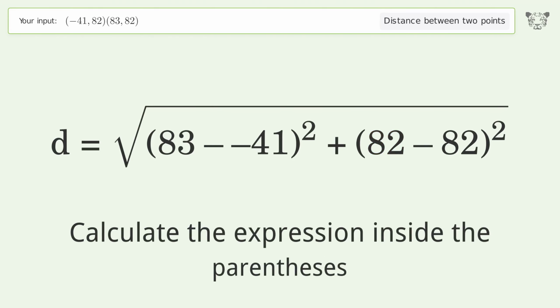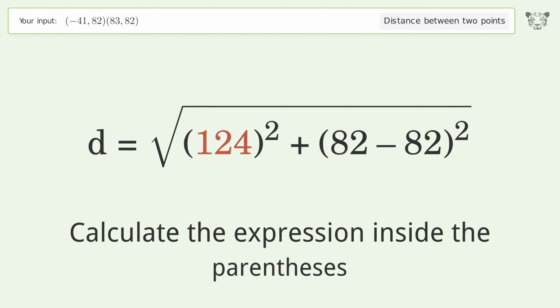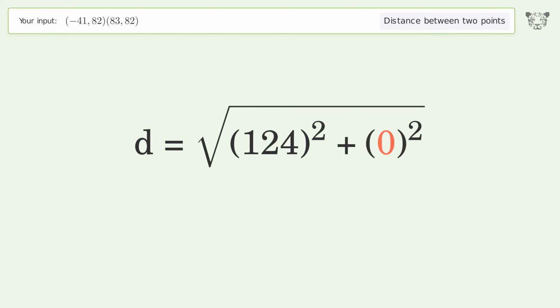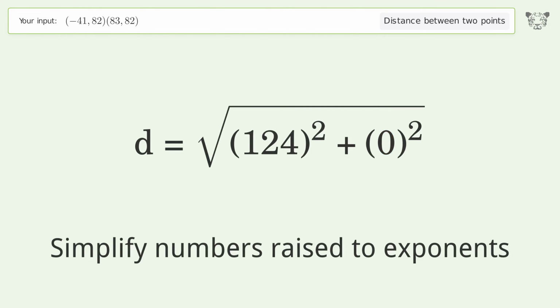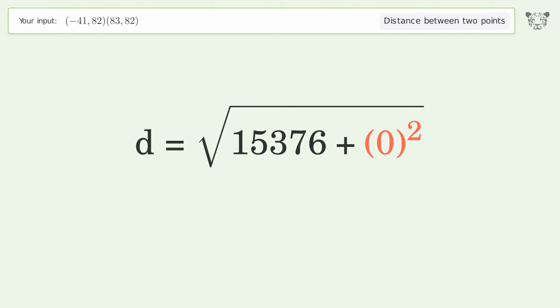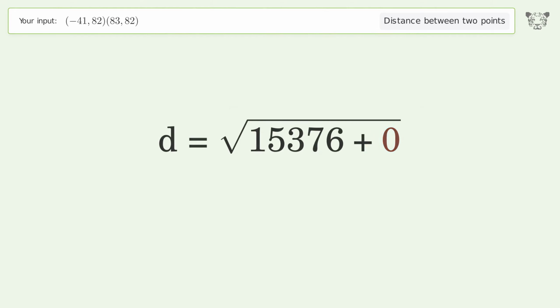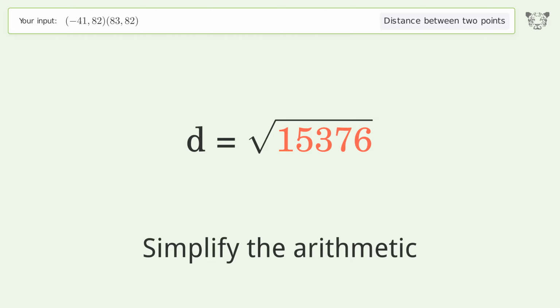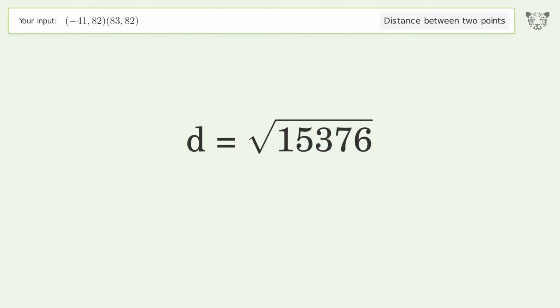Calculate the expression inside the parentheses. Simplify numbers raised to exponents. Simplify the arithmetic. And so the distance between the 2 points is the square root of 15,376, or 124.